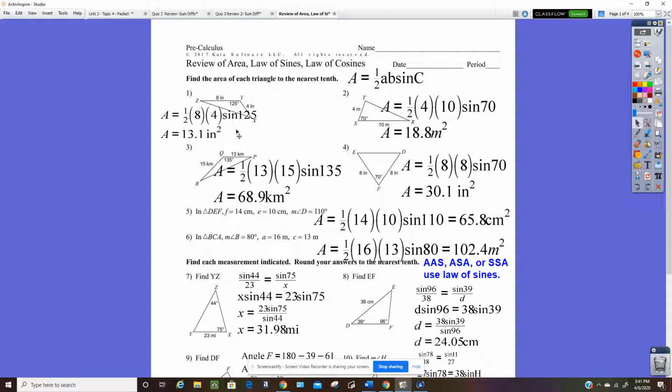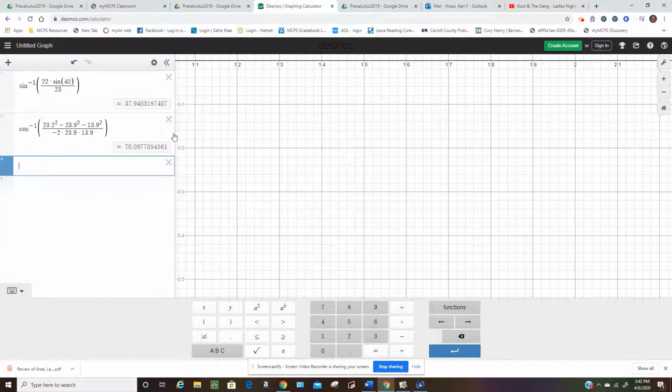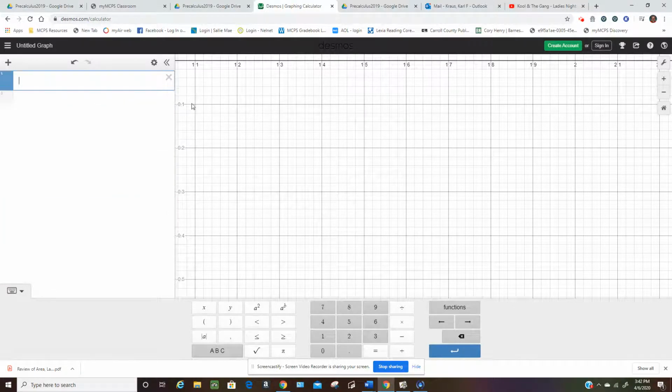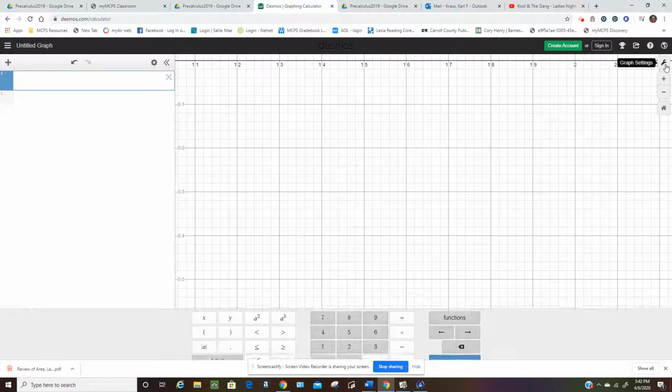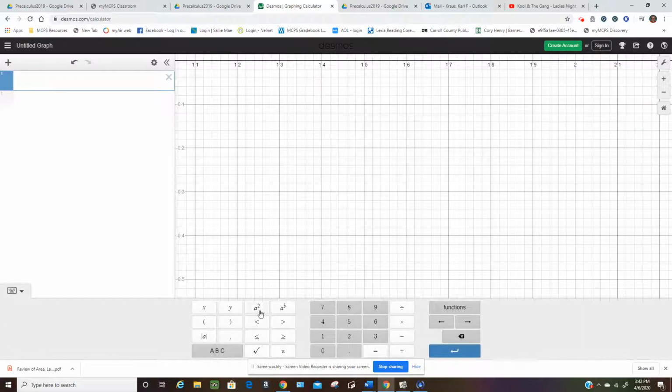For this first one, let me go to the Desmos calculator. So here it is. Let me X these out so you don't get confused about what's going on. One thing you need to do is go to this wrench symbol and make sure you're in degree mode. And then this first problem is 1/2, so you do 1 divided by 2, and it makes a 1/2.